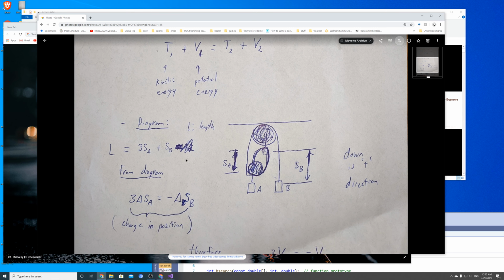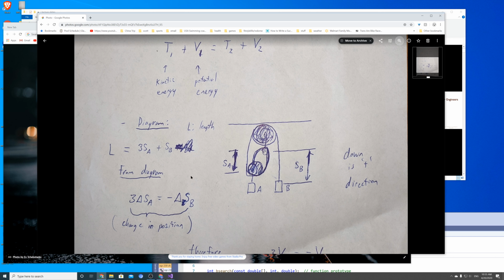We have this length L, and L is basically 3 times whatever the length is from here to this wheel, plus whatever length from here to B from the center of that wheel. That length is going to be constant, right? The portion of the cable that we're looking at is going to be constant.